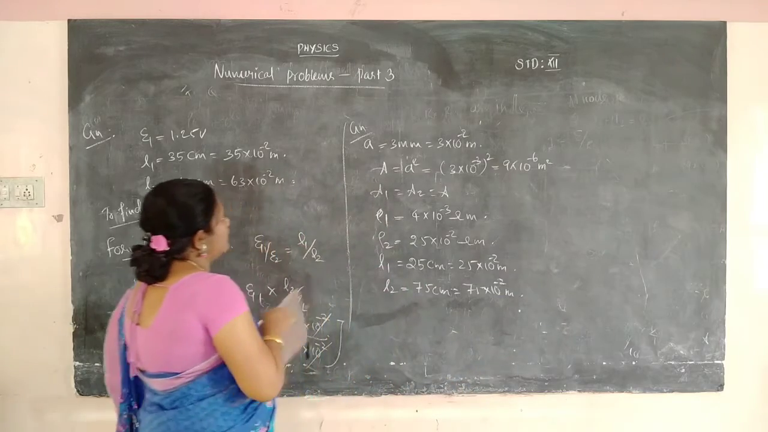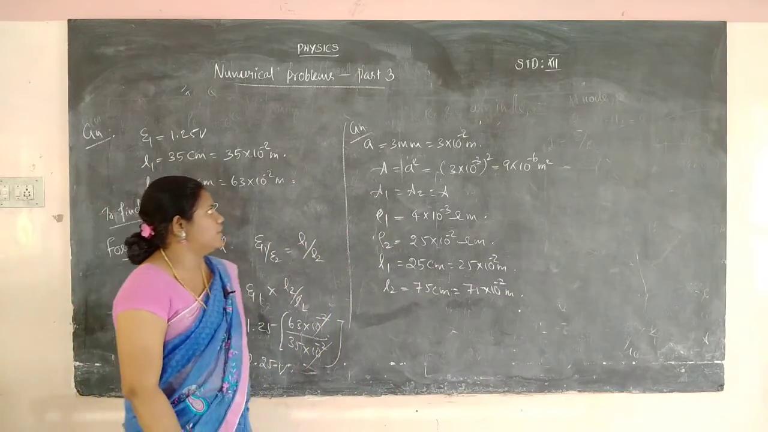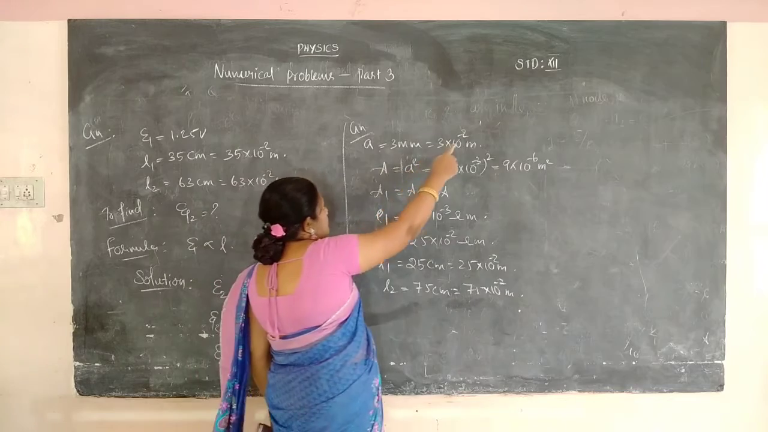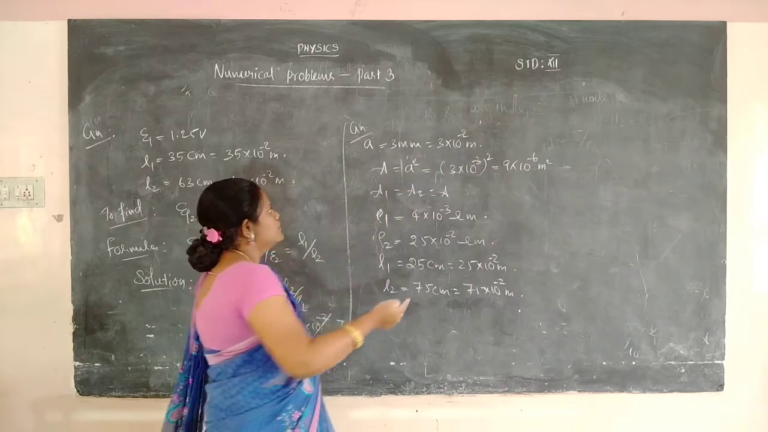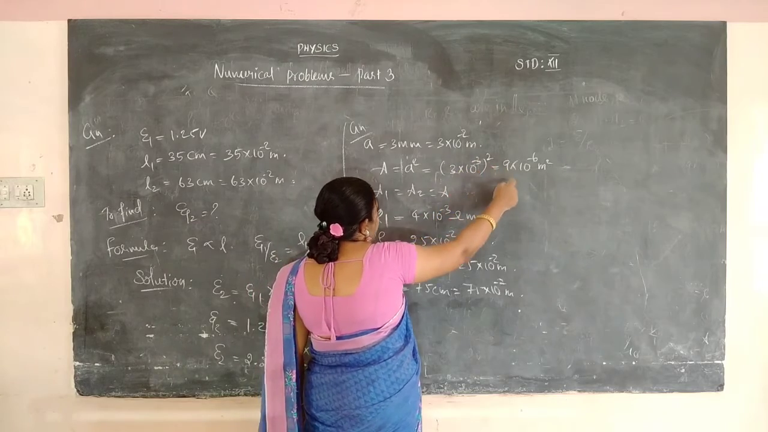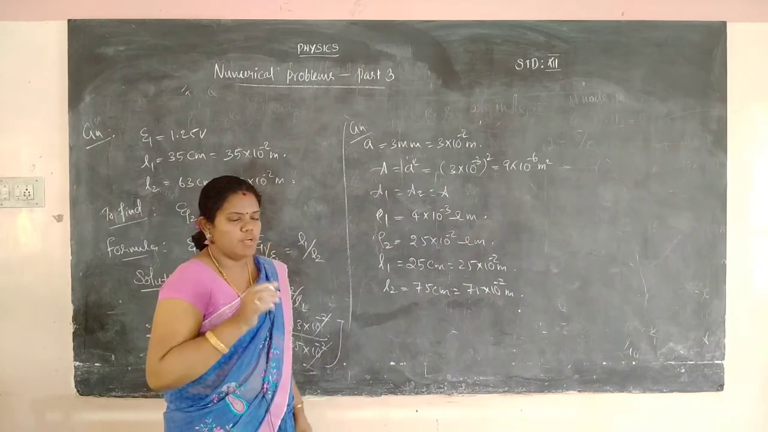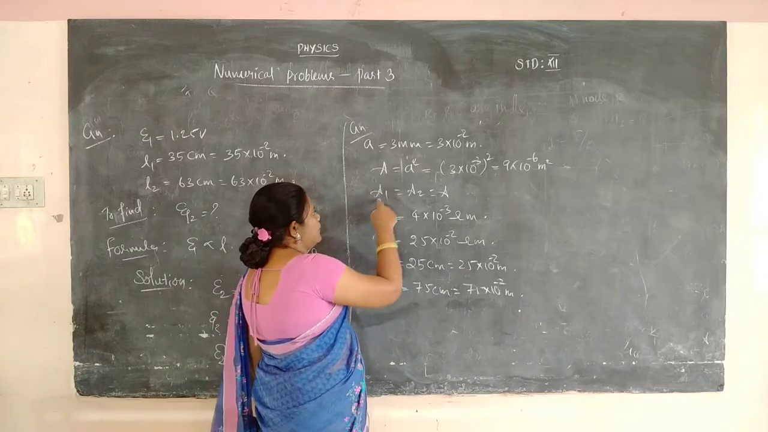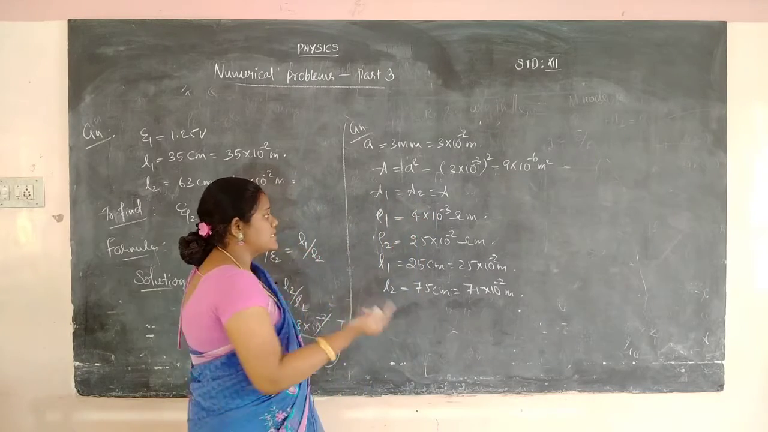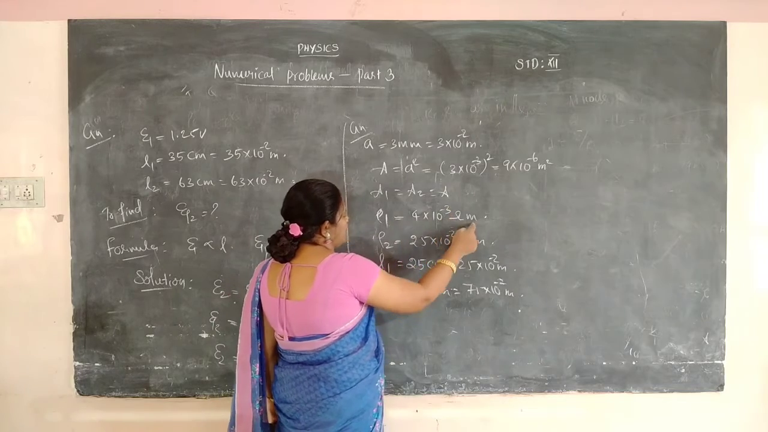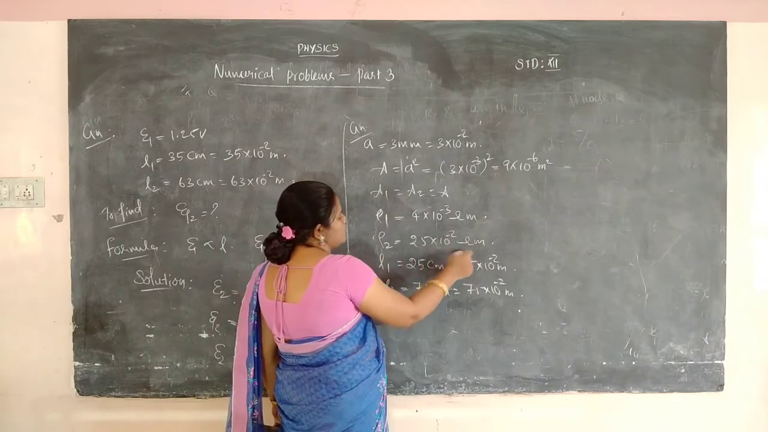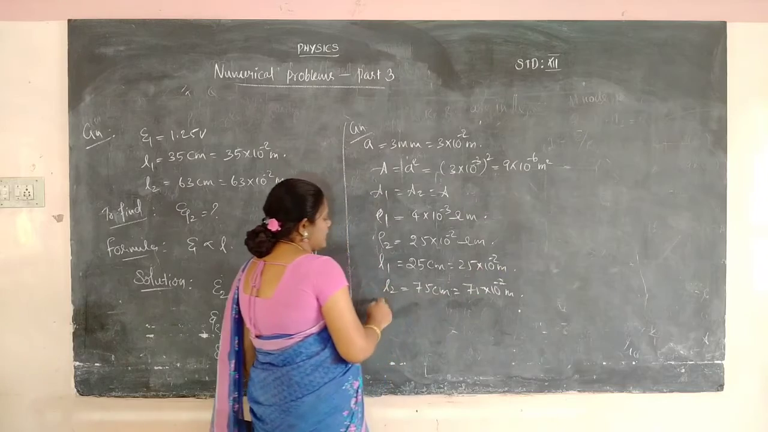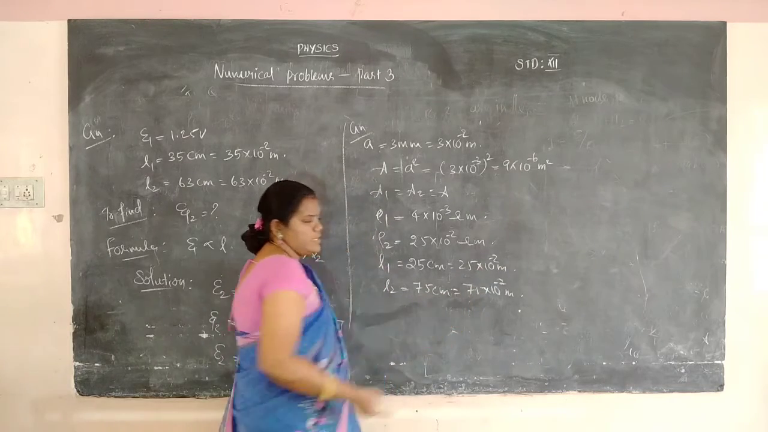Then let us list all the other given values. Side is 3 millimeter, so millimeter will be converted into meter, that is 3 into 10 power minus 3 meter. Area A is equal to side square, so 3 into 10 power minus 3 squared, so 9 into 10 power minus 6 meter square. The area of the two materials is the same, so area of the first material A1 and second material A2 are equal to A. Then resistivity of the first material 4 into 10 power minus 3 ohm meter, resistivity of the second material 25 into 10 power minus 2 ohm meter. Length of the first material 25 centimeter, so 25 into 10 power minus 2 meter, and length of the second material 75 centimeter, so 75 into 10 power minus 2 meter.